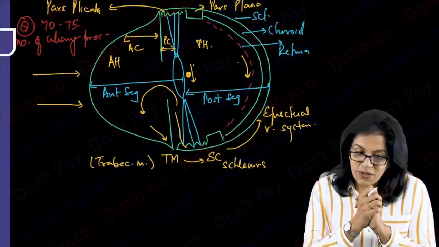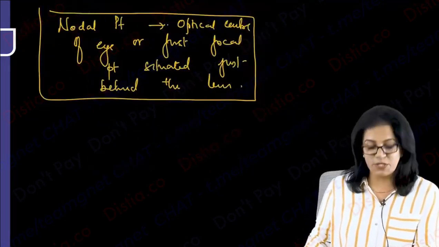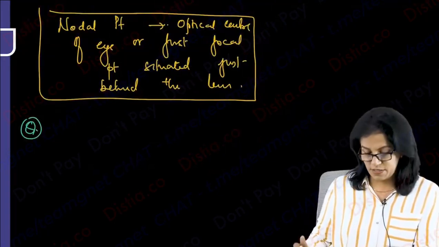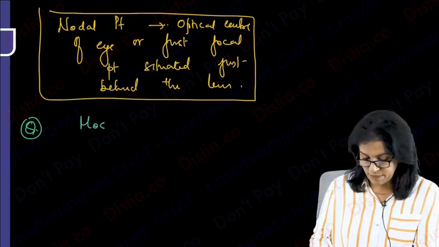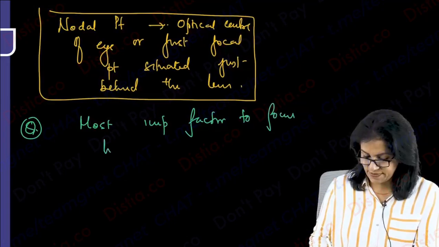Okay, so how is the question asked? Can we note down the question, please? All of you make a cue and write down: Most important factor to focus light rays on the retina.